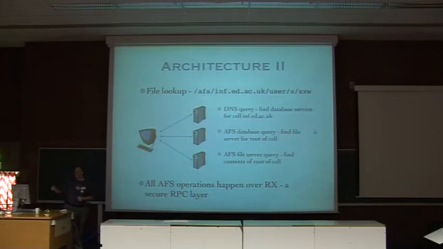Once it's found the information out of the DNS, it goes and talks to what AFS calls database servers. These database servers hold all of the information about how AFS fits together. So in the initial lookup, it goes, I want to find the root of the infed.ac.uk cell, finds the database server for it from DNS, contacts that database server, and asks which file server owns this particular location. It then goes and talks to the file server, gets that directory back, and that continues as you traverse down the path. So it would get the root of the cell, then user, then s, and then finally sxw. All of those AFS operations are performed over what we call RX, which is another RPC layer.